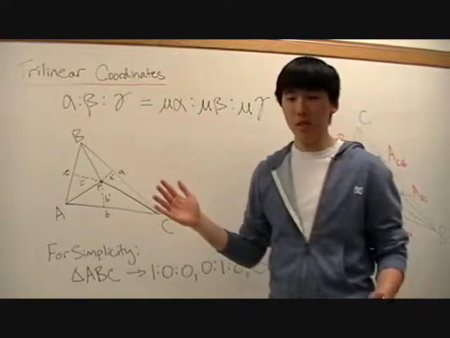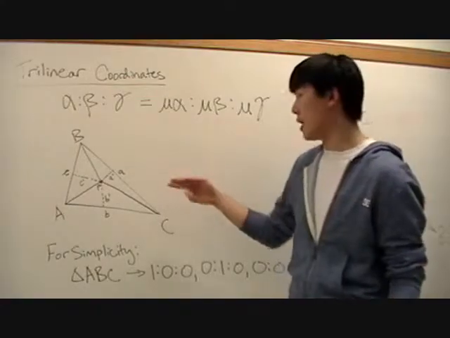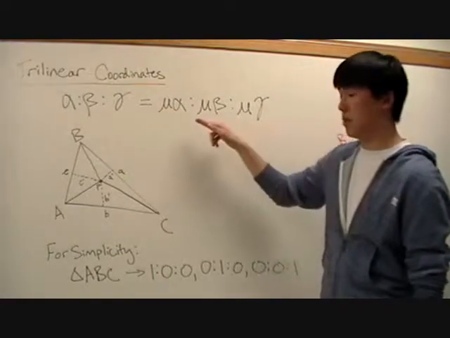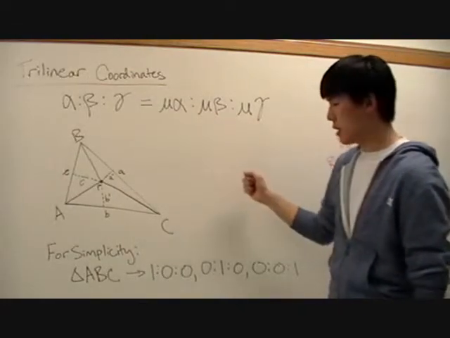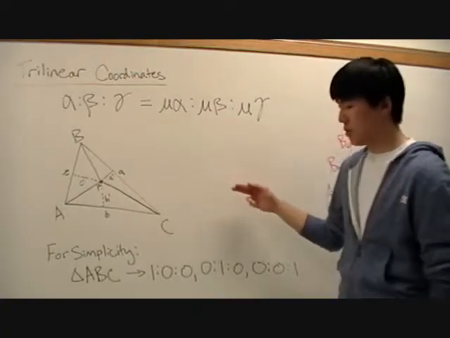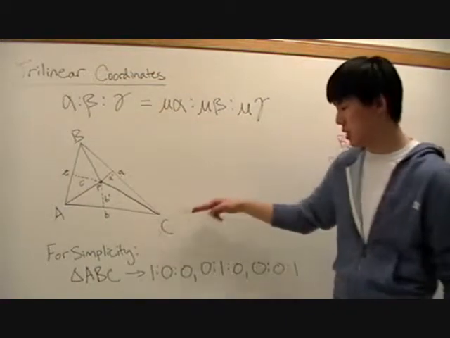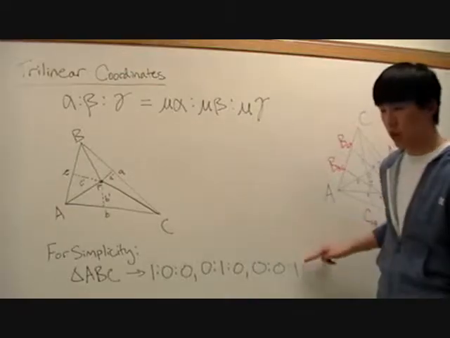Now, because it's a ratio, you can multiply any given scalar into that ratio and it'll remain the same. For instance, here, we've multiplied alpha, beta, and gamma by mu, and it's still the same ratio of distances. And in terms of triangles, for simplicity's sake, we represent the vertices A, B, and C in triangle ABC as 1, 0, 0, 0, 1, 0, and 0, 0, 1.